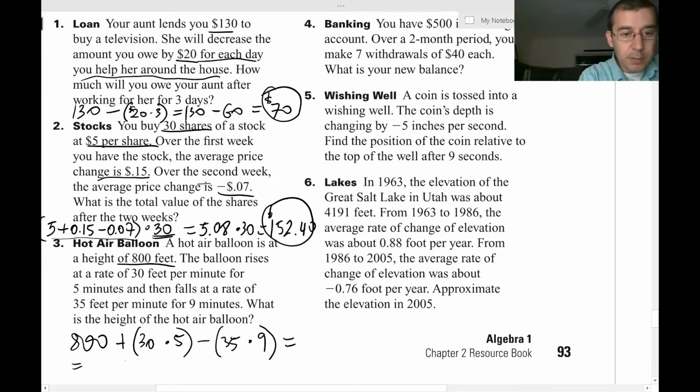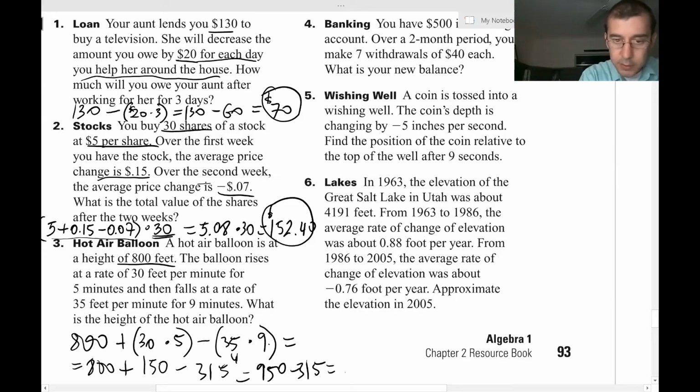This is 800 plus 30 times 5, which is 3 times 5 is 15, and the 0, 150, minus 35 times 9. 5 times 9 is 45, 3 times 9 is 27, and 4, 31, so minus 315. So this is 800 plus 150 is 950, so 950 minus 315, or this is 635. 950 minus 315, it's 635 feet.